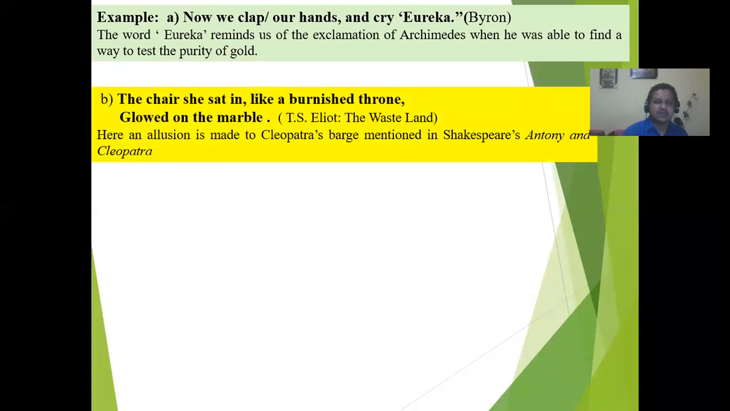Another example. The chair she sat in, like a burnished throne, glowed on the marble. Taken from The Waste Land, written by T.S. Eliot. Here an allusion is made to Cleopatra's bowers mentioned in Shakespeare's Antony and Cleopatra.